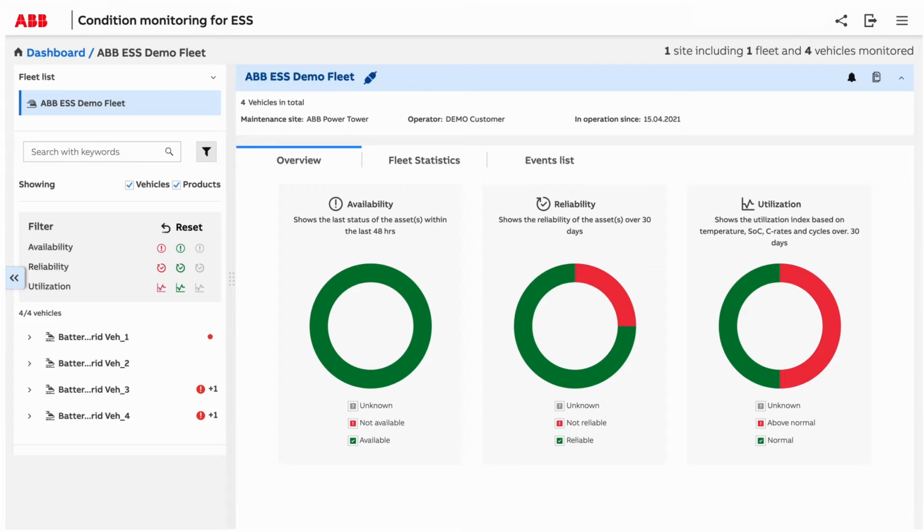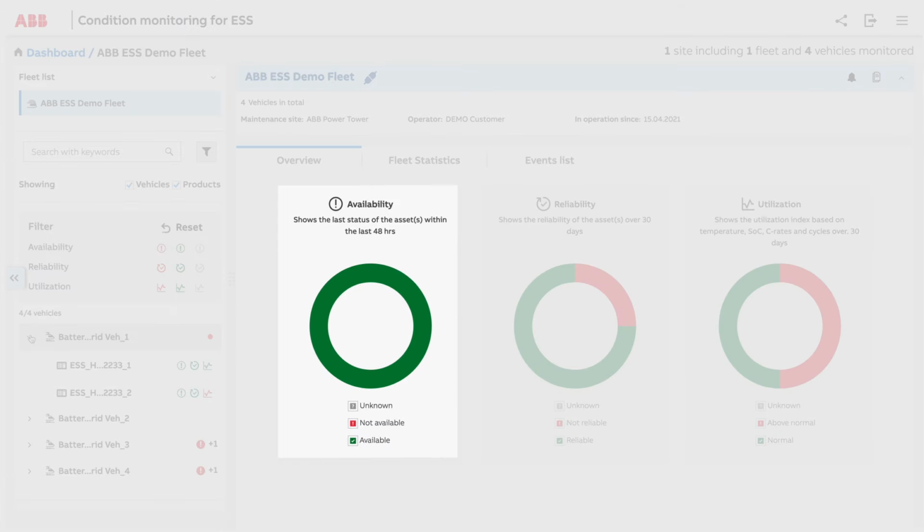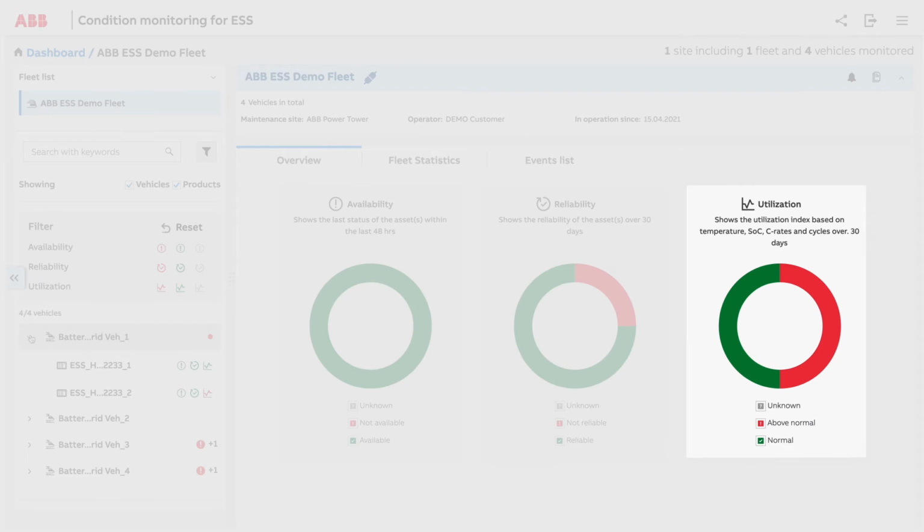The main page provides an overview on all your traction batteries' recent operation. The tree navigation on the left pane helps you to easily navigate to a specific vehicle or battery. You can get a good overview of your fleet by looking at the availability, reliability, and utilization graphs.